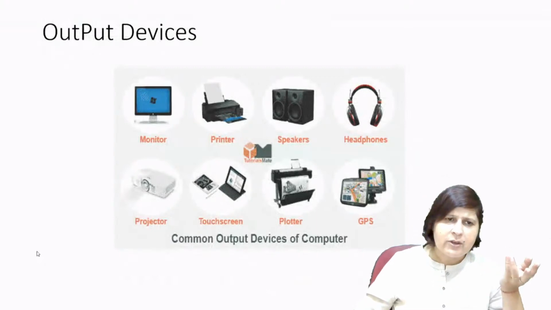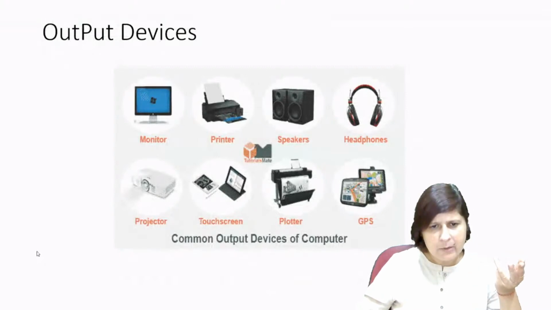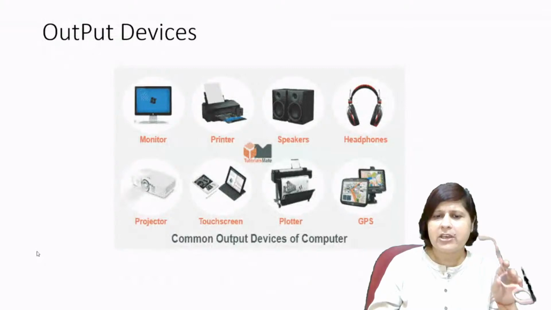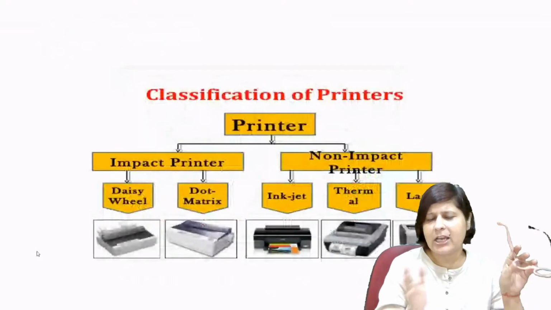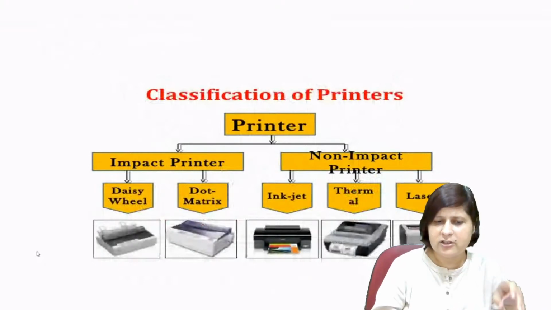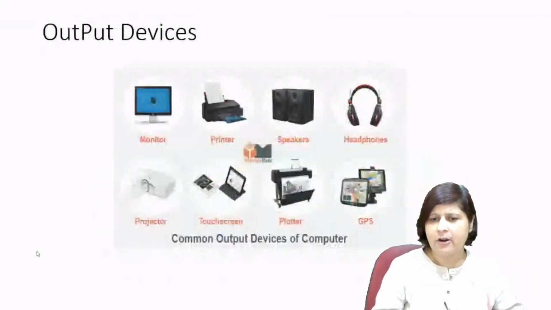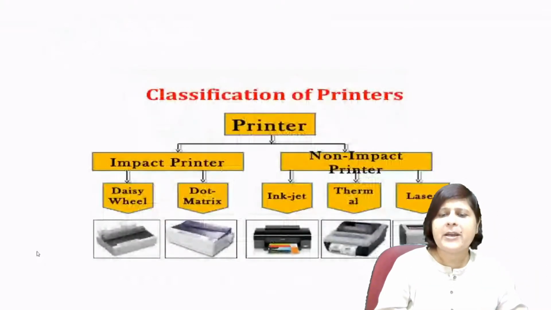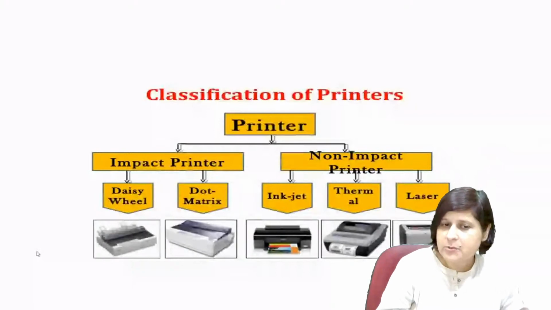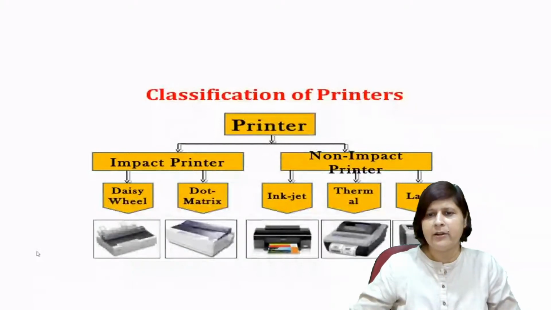There are two types of printers, impact printer and non-impact printer, right? Classification of printers: printers are of two types, impact printer and non-impact printer. Impact printers are the daisy wheel printer or dot matrix printer. And non-impact printers are inkjet printers, thermal printers, and the laser printer. What is the difference between impact printers and non-impact printers?